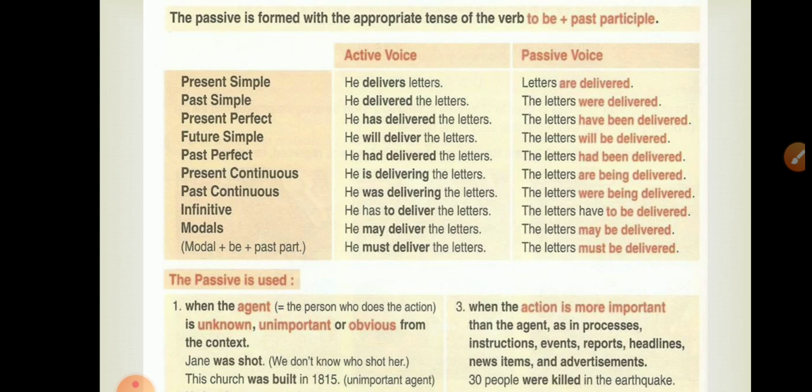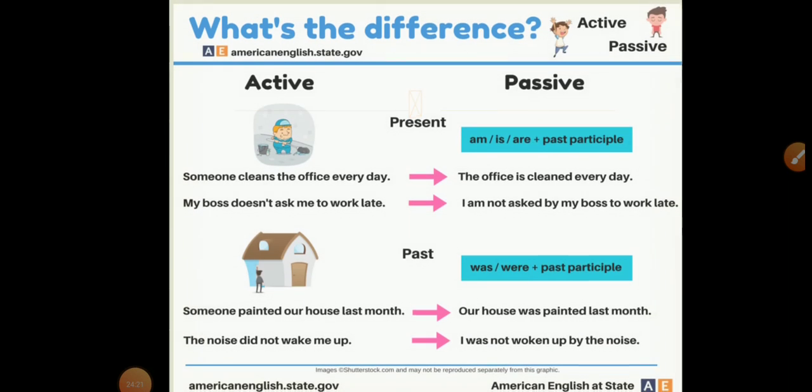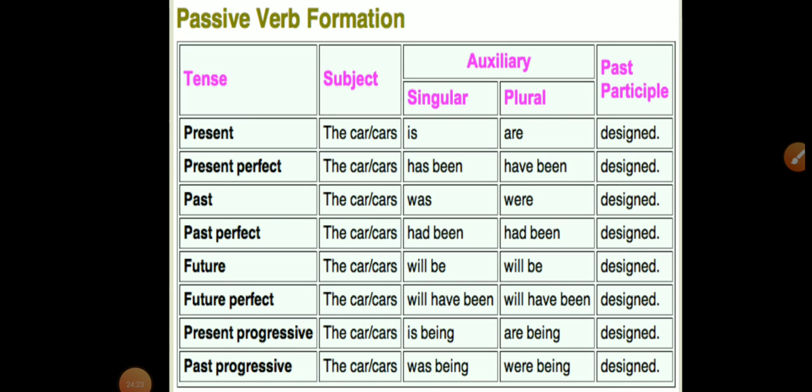Now next is when the action is more important than the agent, and as in the processes, instructions, events, reports, headlines, news items and advertisements. 30 people were killed in the earthquake. So these are few examples of active and passive. This also you note down in your notebook.